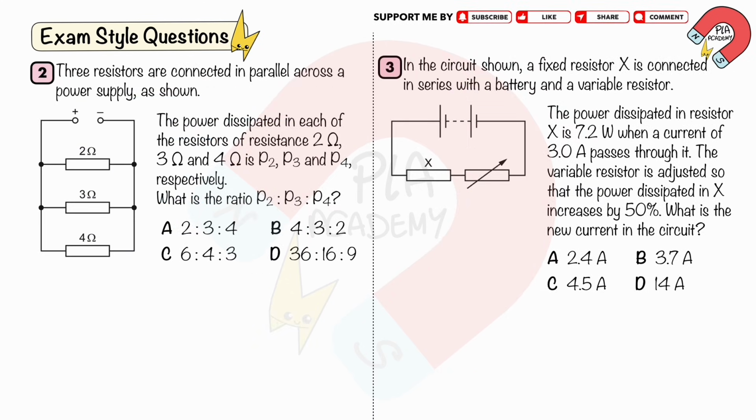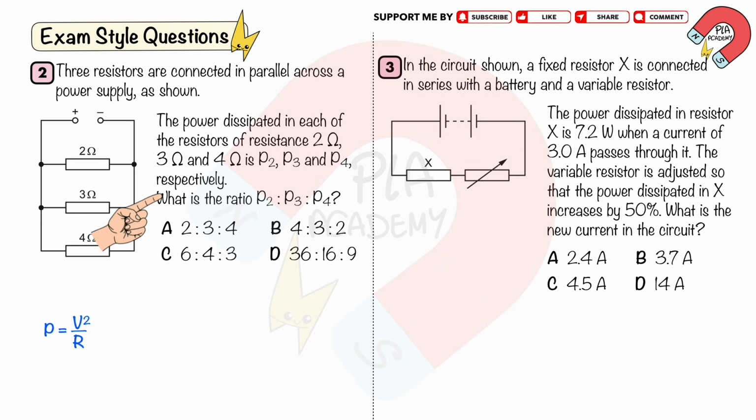Exam-style question 2. 3 resistors are connected in parallel across a power supply, as shown. The power dissipated in each of the resistors of resistance 2 ohms, 3 ohms and 4 ohms is P2, P3 and P4, respectively. What is the ratio P2 to P3 to P4?